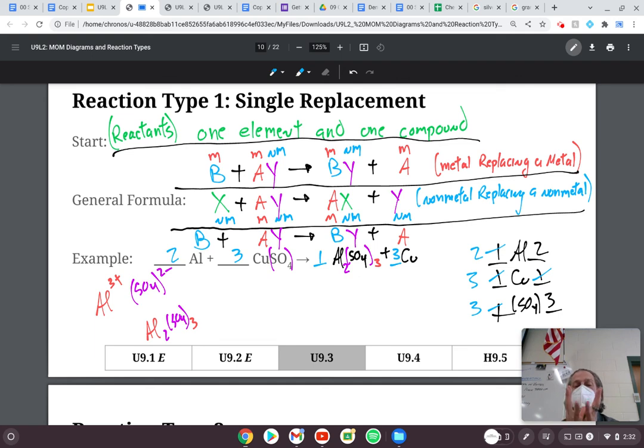And so that's what you're going to have to do with chemical reactions in this unit. You are going to have to use a generic formula to identify what the products are going to look like. You have to check your charges and crisscross them down, and then you have to balance.